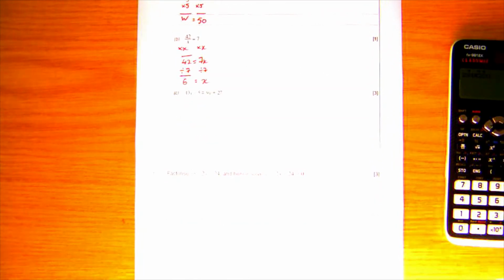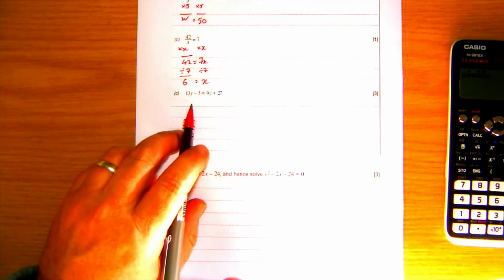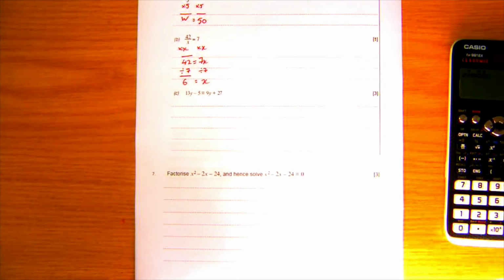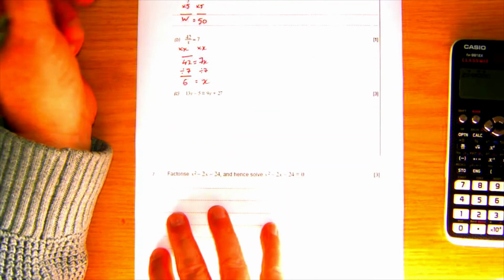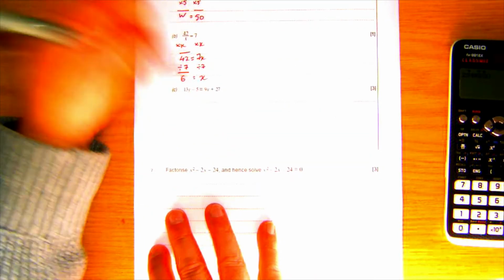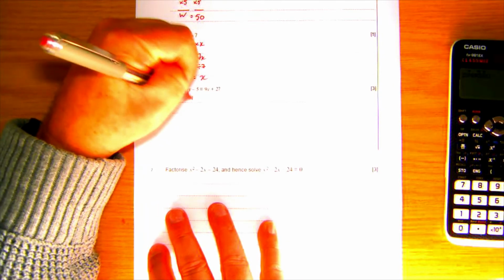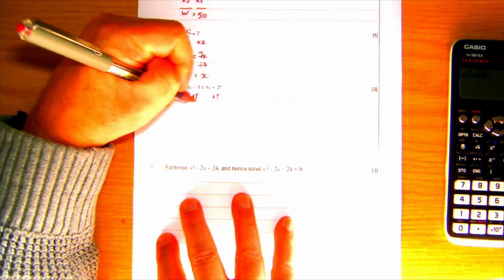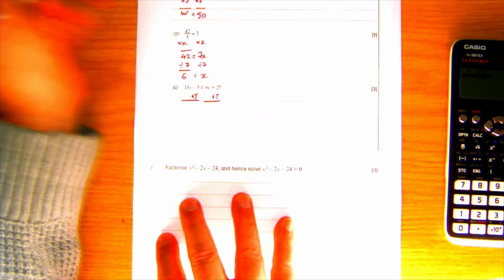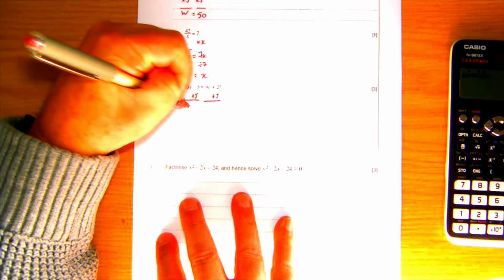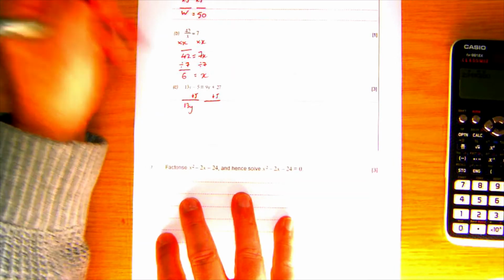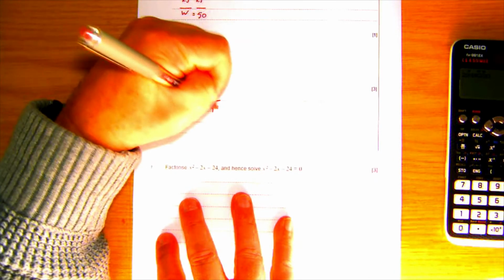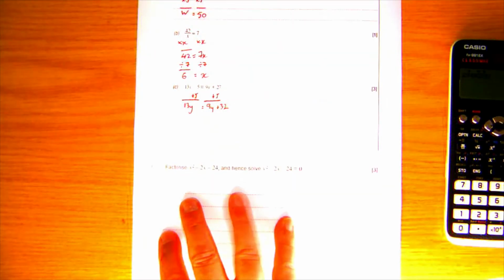Part C is another equation. It's a multi-step equation where we've got numbers and unknowns on both sides, but the steps we go through are the same. So let's get rid of the take 5 from the left-hand side by adding 5. If we add 5 there, we have to add 5 to the right-hand side of the equation as well. That leaves me 13y on the left-hand side. 9y is still there, and plus 32.